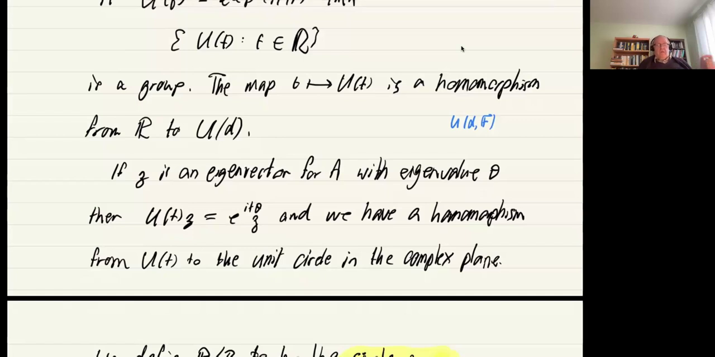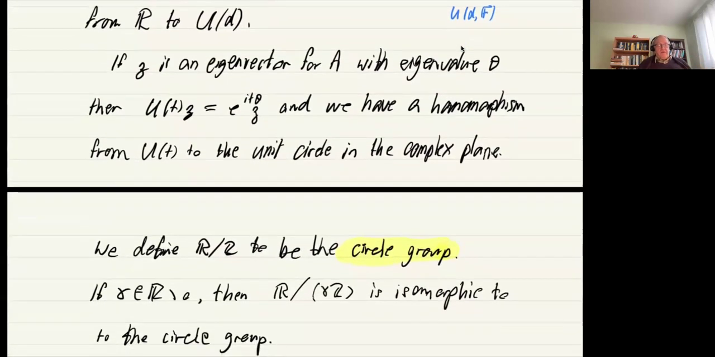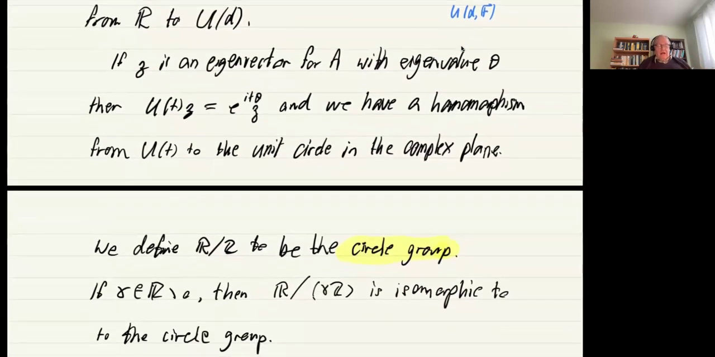So now we have a homomorphism from t to U of t, and then a homomorphism from U of t into the unit circle. Now the unit circle in the complex plane is itself a group under multiplication. And of course, since it's a homomorphic image of U of t, it has to be an abelian group, but that was not a surprise anyway. So this is just a group of rotations of the circle, if you want to think of it that way, rotations and reflections.